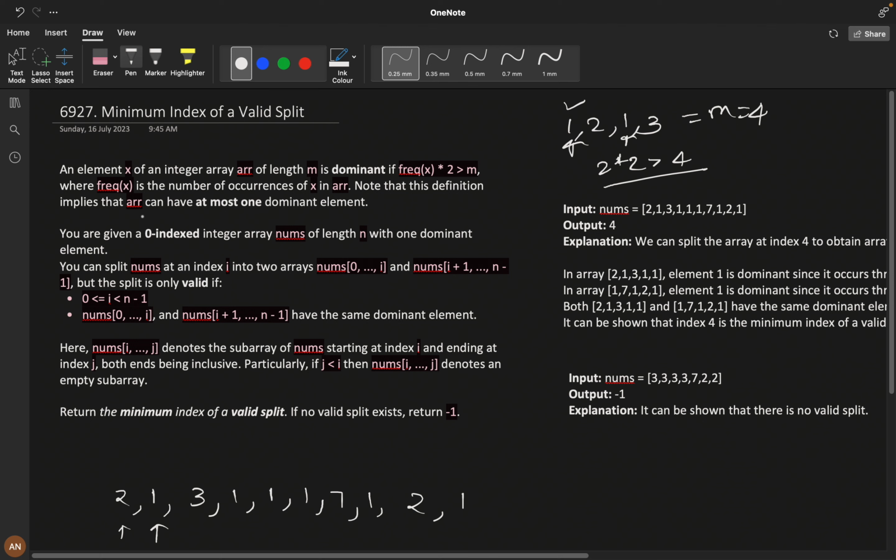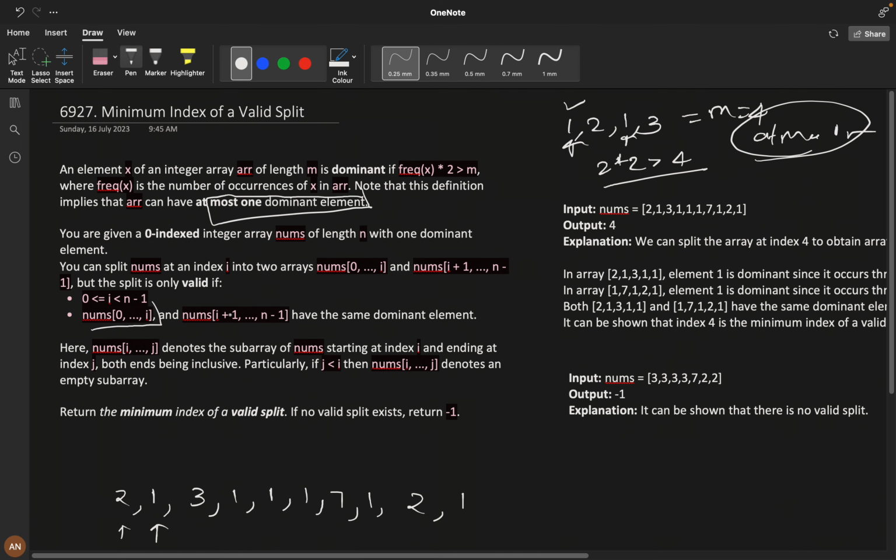Note that this definition implies that the array can have at most one dominant element. At most only one dominant element can be present. This is the most important statement, you can remember this. You are given a 0-indexed integer array nums of length n with one dominant element. You can split nums at index I into two arrays, 0 to I and I plus 1 to n minus 1.